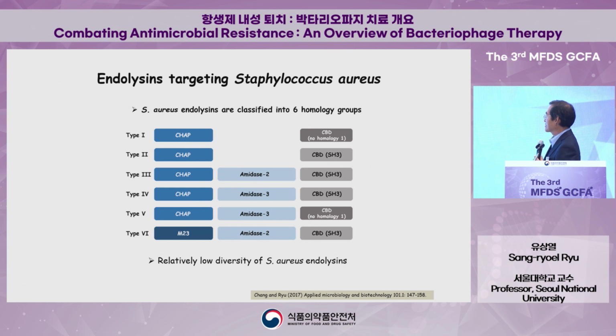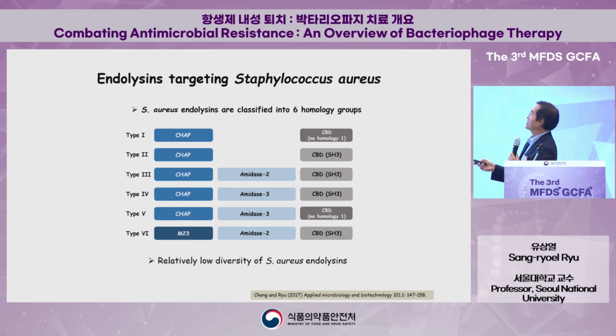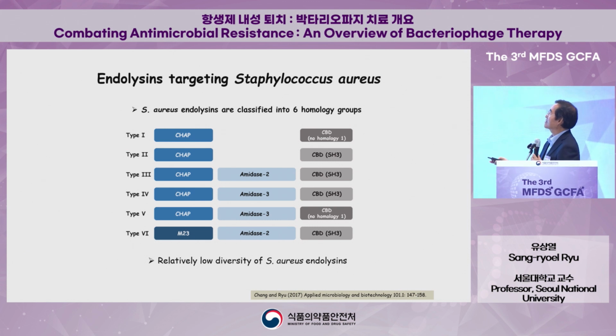And at this time, 100 S. aureus endolysins were studied, and the diversity was not really high. We could see that roughly they could be divided into 6 different categories. And so we have the cell wall binding domain and the enzymatically active domain. That was quite unique because in type 1 and 2, they only had one.